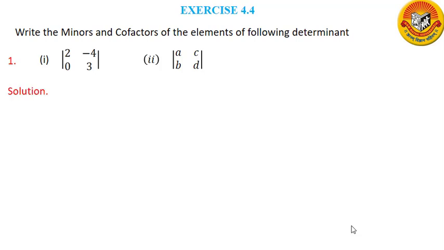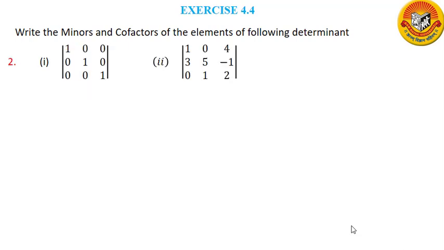Now the second question, A, C, B, D you can solve in the same manner as we have done for question number 1. Now let us come to question number 2. Write the minor and cofactor of the elements of the following determinant. Now here for 3 by 3 we will proceed.